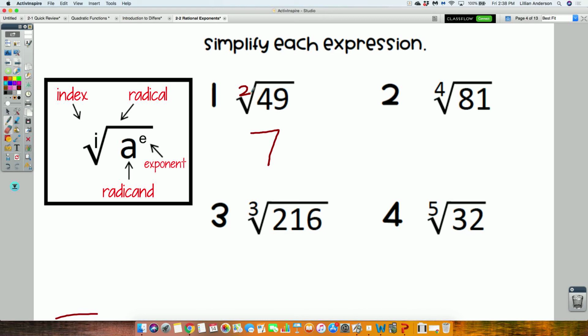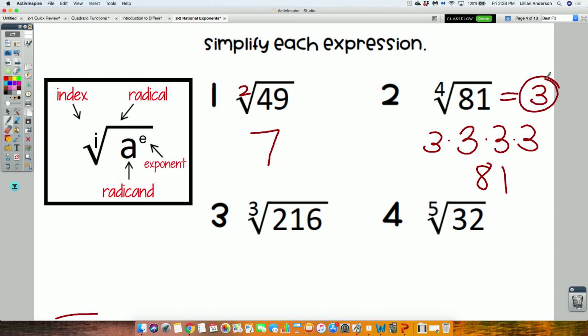But the other ones, like number 2, the fourth root of 81, you're asking yourself, what number times itself 4 times gives you 81? It is 3. Yes, the fourth root of 81 is 3. Because if you do 3 times 3 times 3 times 3, that is indeed 81. Unlike with square roots, when you were always looking for groups of 2, with fourth roots, you're looking for groups of 4. That's why 3 is your answer here. I realized I wrote 81 and a whole bunch of 3, so let me fix that.